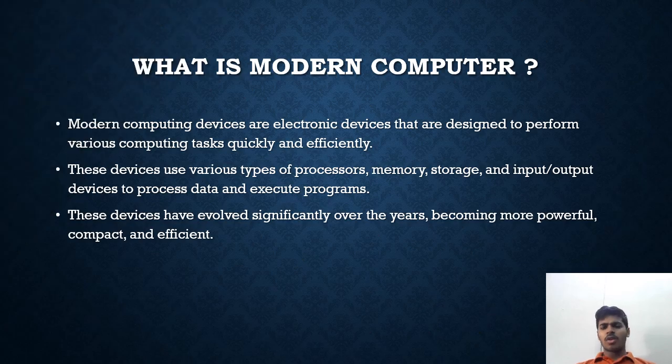Basically, what is a modern computing device? They are nothing but electronic devices designed to make our activities easier and to perform them quickly and efficiently. These devices use various types of processors, memory storage, and input output devices to store data and information and execute programs. These devices have evolved significantly over the years. They became more powerful, effective, and compact.